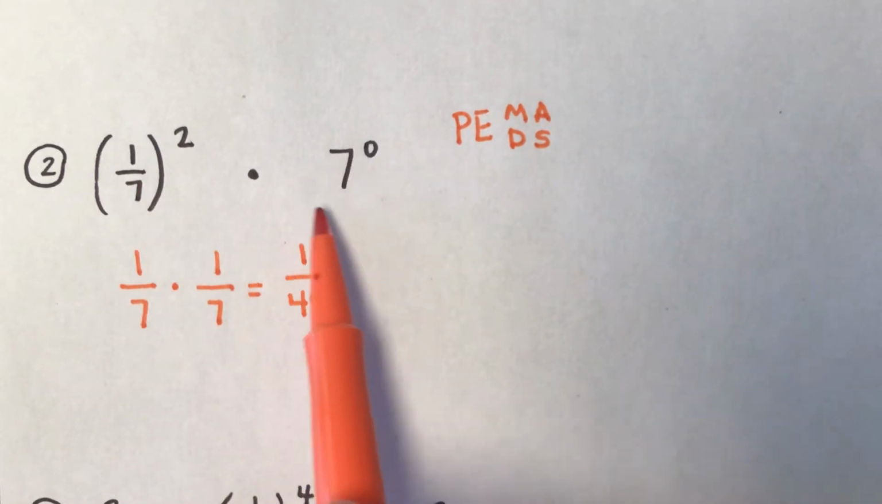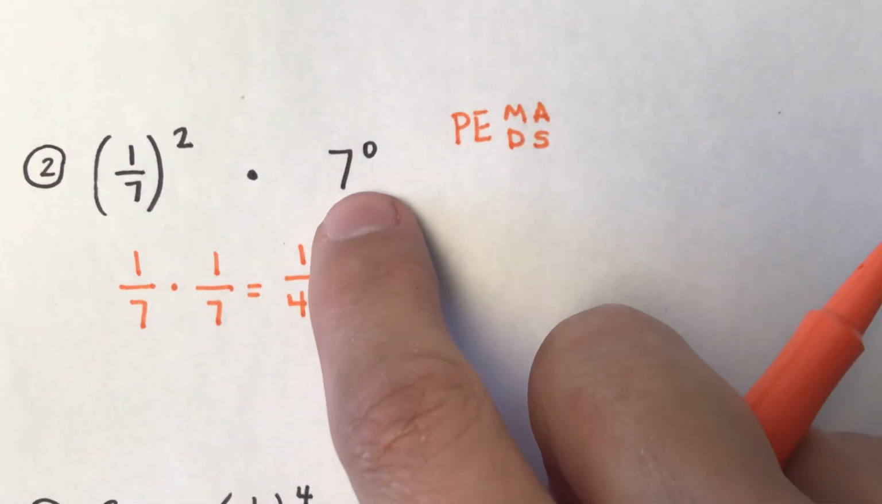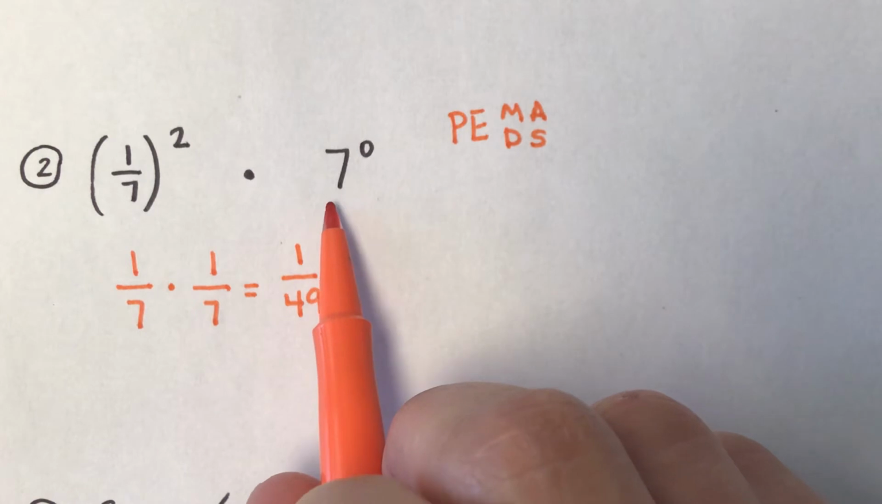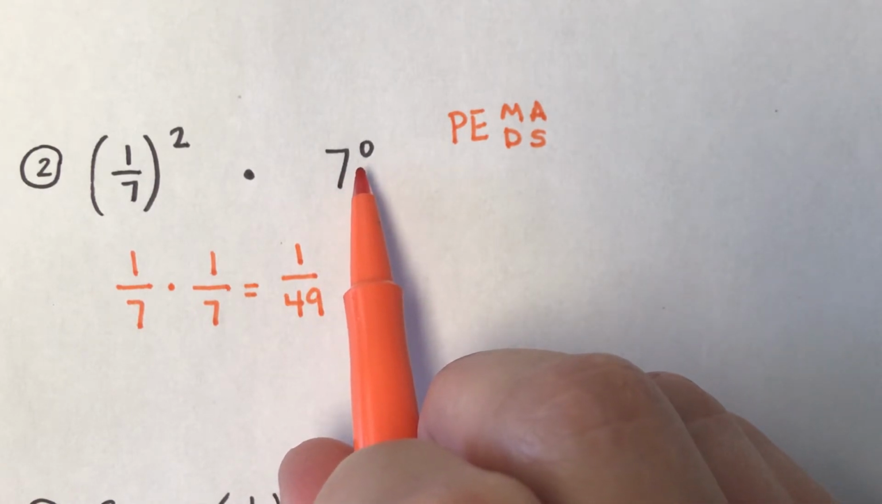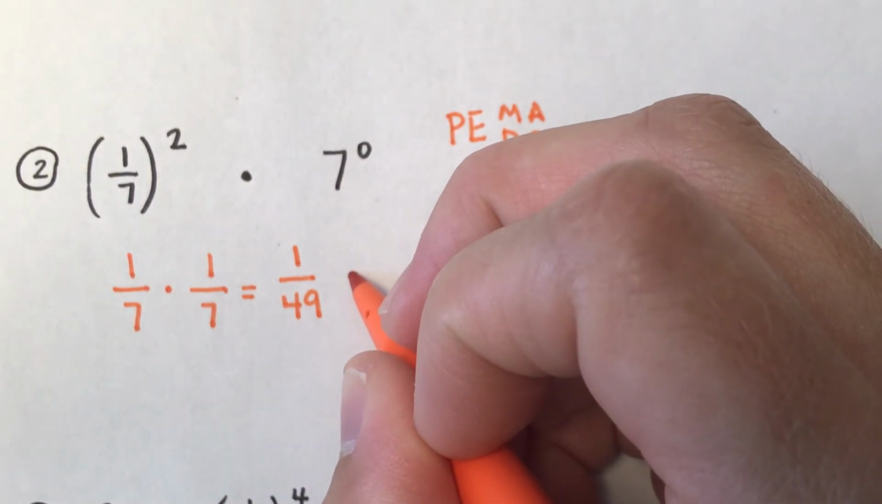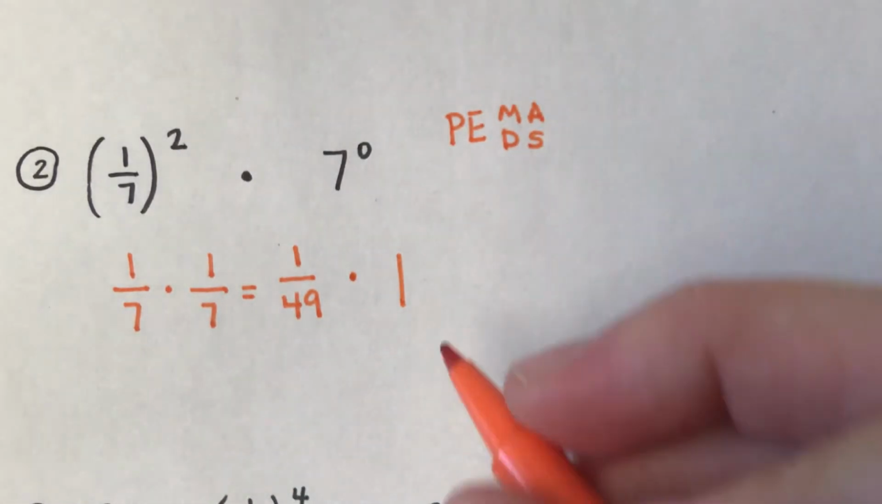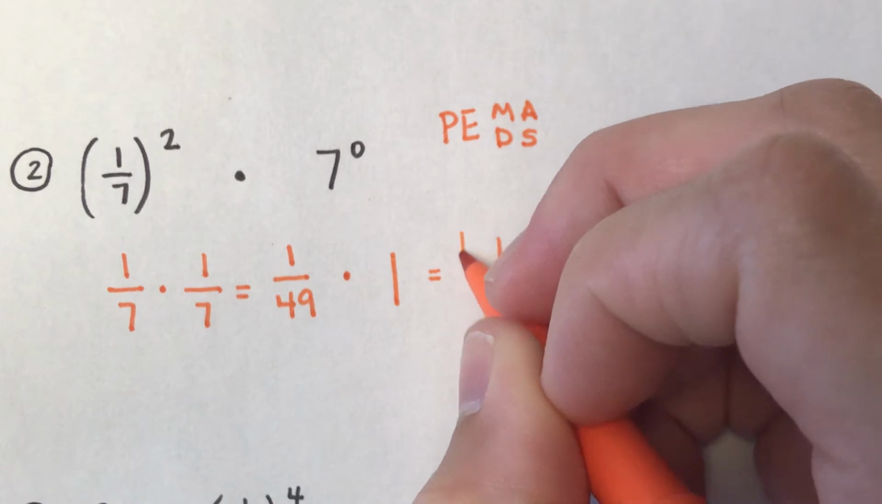My next step is this over here. Anything to the 0 power is going to equal 1. So it doesn't matter if this had been a 12, if this had been a 100, if it had been 1,000. It doesn't matter what the base is. If the exponent is a 0, then it's always going to equal 1. So now my problem is 1 over 49 times 1, which is just 1/49.